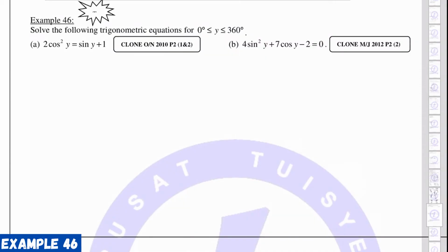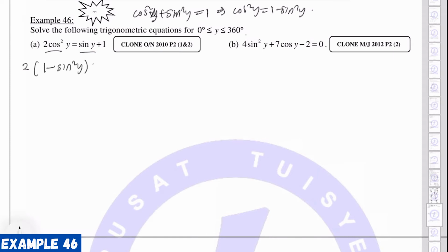Okay, let's move on to solving trigo equations involving basic identities. Now remember, when you want to solve a trigo equation involving cos and sine, like in this case, involving cos square and sine square, you always change the one with square. Going back to the basic identity, cos square plus sine square is always 1. If this is y, cos square y is 1 minus sine square y. So the one with square is the one we have to change. In this case, cos square here I change to 1 minus sine square y. And this is sine y plus 1.